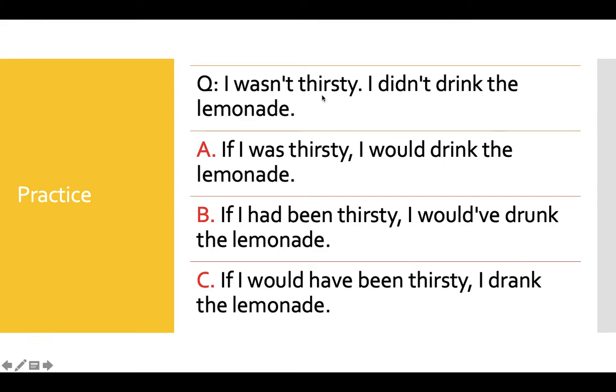I wasn't thirsty. I didn't drink the lemonade. Which one should be the correct third conditional sentence to describe this situation? It should be, if I had been thirsty, I would have drunk the lemonade, right? In the past reality, you didn't drink it, but we want to talk about what might happen if you drank it.